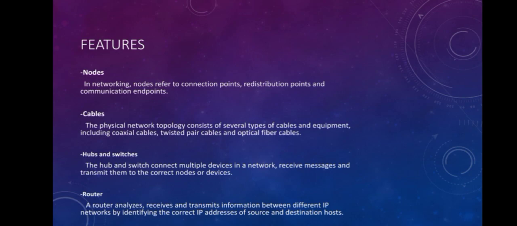And another feature is hubs and switches. The hub and switch connect multiple devices in a network, receive messages, and transmit them to the correct nodes or devices. And the last feature is the router. A router analyzes, receives, and transmits information between different IP networks by identifying the correct IP address of the source and destination host.